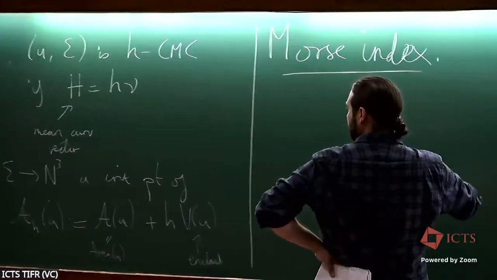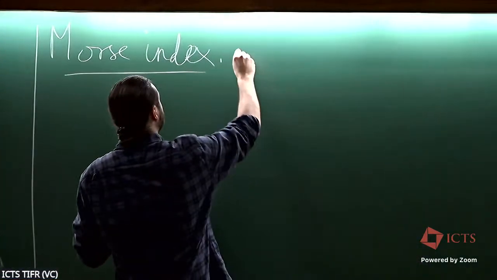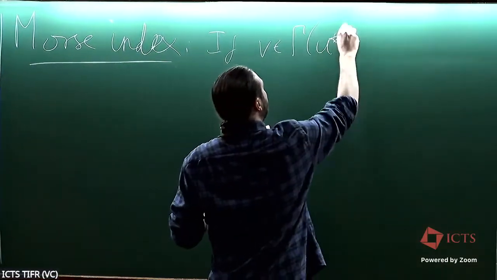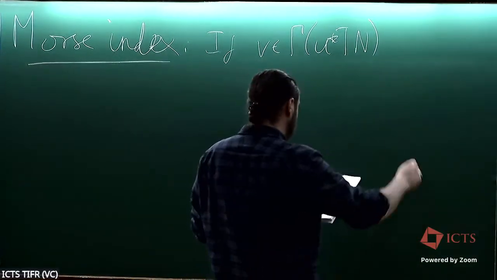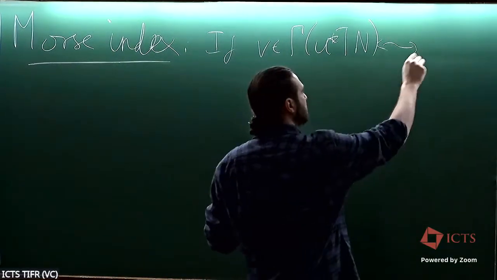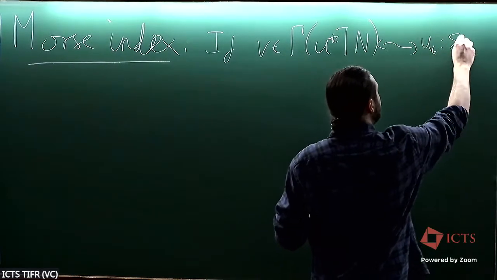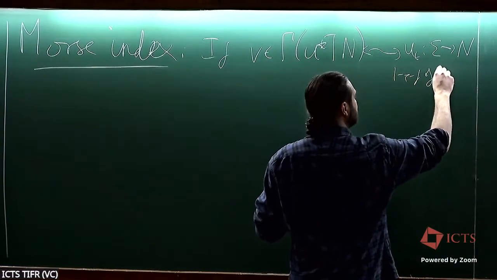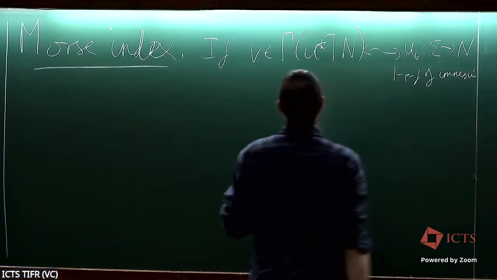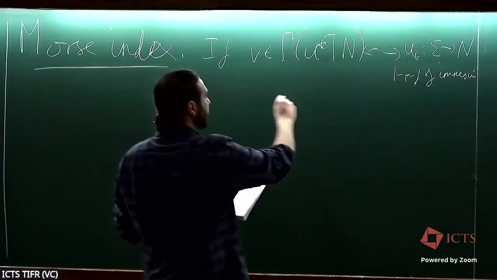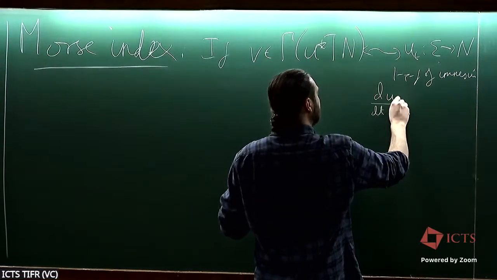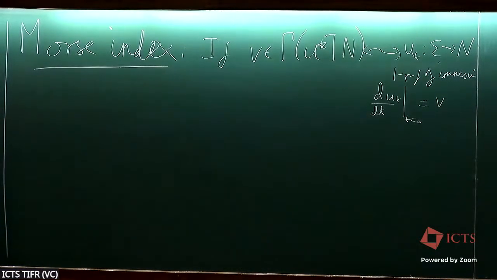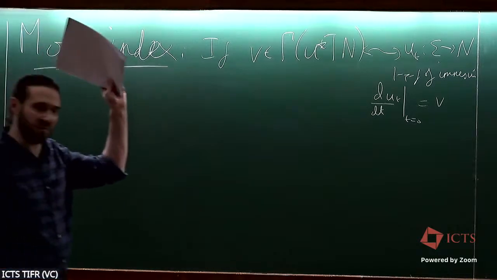So let me first just define infinitesimal variation. If V is a section of the pullback tangent bundle, then this gives rise to a variation: we get a family u_t, a one-parameter family of branched immersions, and V is just the derivative of this thing at time 0. So given such a vector V, I can construct a one-parameter family. Equally, given a one-parameter family, I get a vector V.